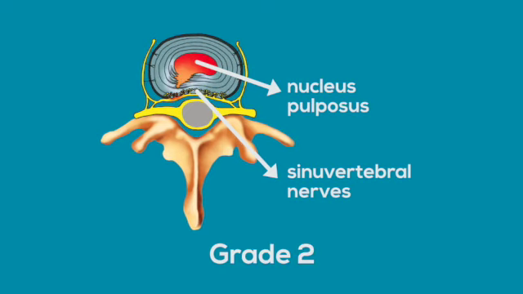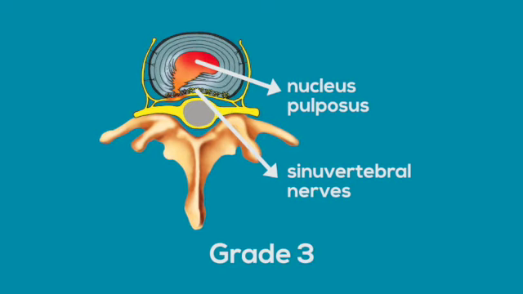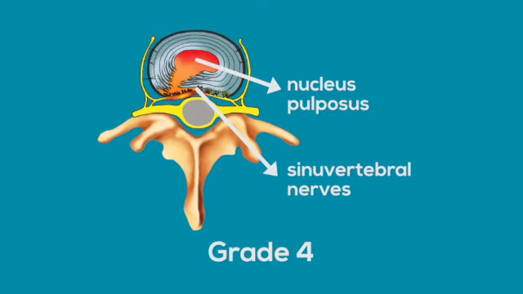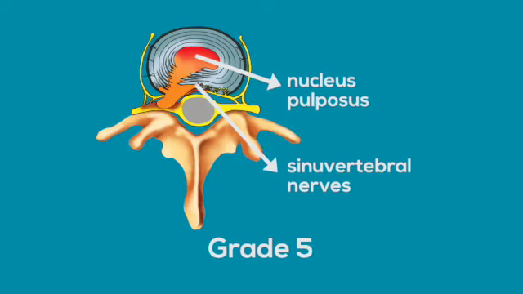Grade 2 to 3, the fissure reaches the sinuvertebral nerve and pain is initiated. Grade 4 shows severe irritation of the sinuvertebral nerve. Grade 5, the fissure or tear breaks through the remaining holding fibers and the disc material now presses on the spinal nerve, causing true sciatica. This is now a disc herniation that can also be seen on an MRI.